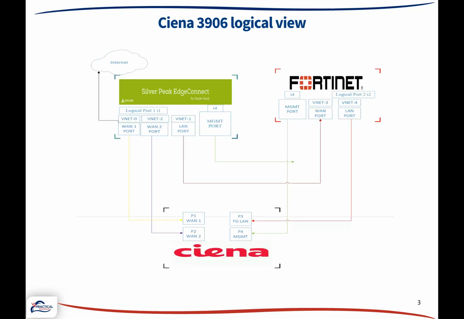Here is the Ciena 3906 logical view for our lab. So down at the bottom right here, this is the Ciena 3906 in our lab, and it has 4 ports that are wired up. Port 1 and port 2 are respectively connected to WAN 1 and WAN 2 of the Silver Peak Edge Connect, while port 3 is connected to the LAN port on the Fortinet, and port 4 is the management port for both of the VNFs. But in this video, we'll only be covering the FortiGate VNF, so we'll mainly be dealing with port 3 and port 4.